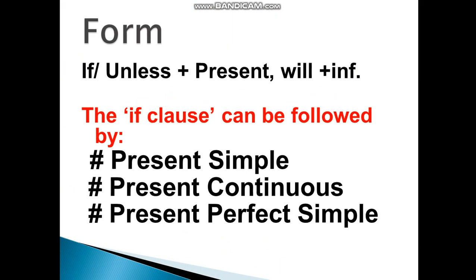So the form of if conditional first is if, or unless in the case of negative, plus present, then will plus infinitive. So you might ask me, present? What type of present shall we use? I'll tell you that we can use 3 types of present here: present simple, present continuous, and present perfect simple. How and why? Simply to give different meanings, but they all indicate that something is likely to happen in the present or the future. So what about an example to illustrate what I am saying?